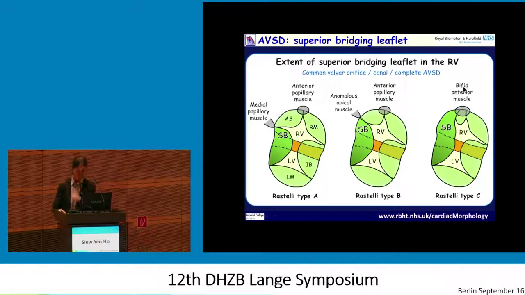Now, the extent of superior bridging leaflet in the right ventricle is classified into three types, Rastelli type A, B, and C. Type A meaning that there's little bridging of that superior bridging leaflet into the right ventricle, and the other extreme, type C, much more bridging of that superior bridging leaflet, and this tends to have a free floating kind of arrangement of the superior bridging leaflet. The inferior bridging leaflet in all three types may have varying degrees of attachment to the ventricular septum. Indeed, some of these may actually be plastered down with hardly any interventricular communication underneath the inferior bridging leaflet.